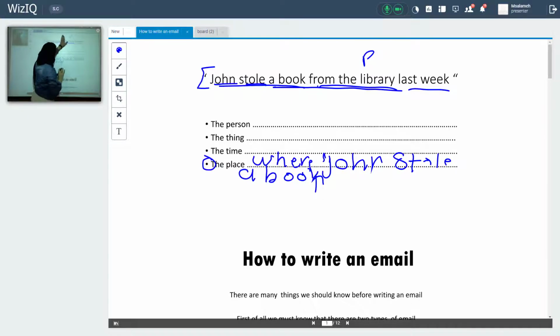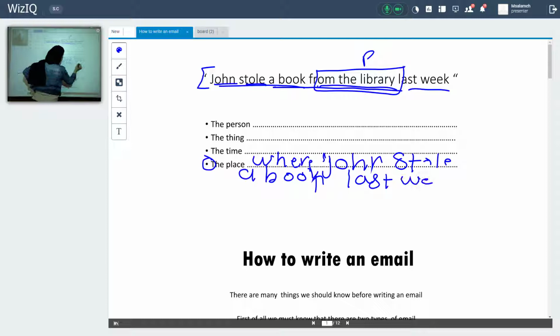He, without what? Without the emphasizing word. Last week. Stole, verb 2. Keyword for what? For past tense. That means is or was? Was. Was what? The emphasizing word.